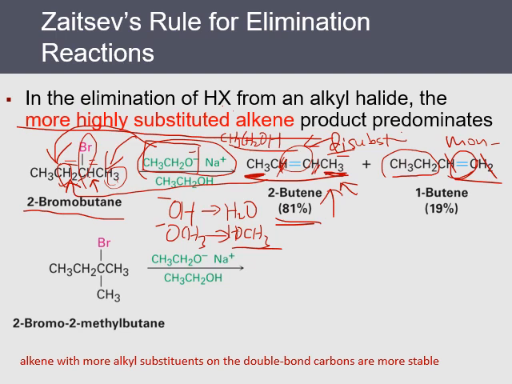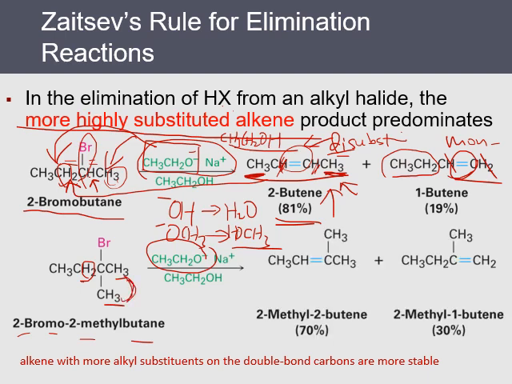Let's look at another example. 2-bromo-2-methylbutane. Again, you use a strong base, ethoxide, and the possible hydrogen to remove is either this hydrogen, or this hydrogen, or this hydrogen. Now these two give you the same product, so you have two possible products. This double bond comes from removing this hydrogen as the leaving group leaves. And if you remove one of these hydrogens, that is the other product.